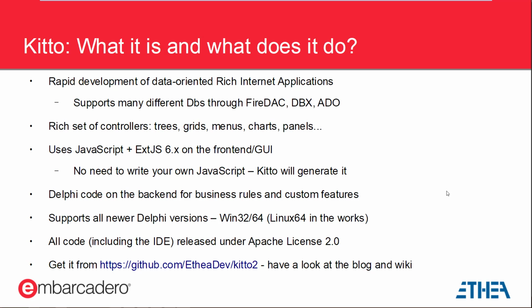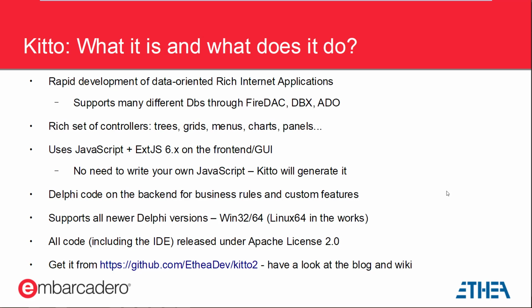In order to build our GUI, we can choose among a rich set of controllers mapped onto XJS's components. We have trees, various kinds of grids, pull down and tree menus, charts, panels, template views, tabs, accordions, and so on. The version of XJS used by Kitto 2 is the 6.x line, which is the latest available. This is worth mentioning because the switch from earlier versions is not at all easy. For completeness, I'll add that Kitto is currently using XJS's classic toolkit. We plan to switch to the modern toolkit, which has better touch support, sometime in the future.